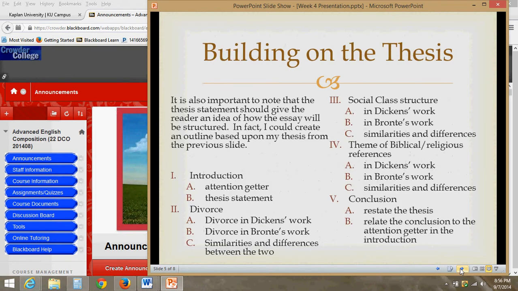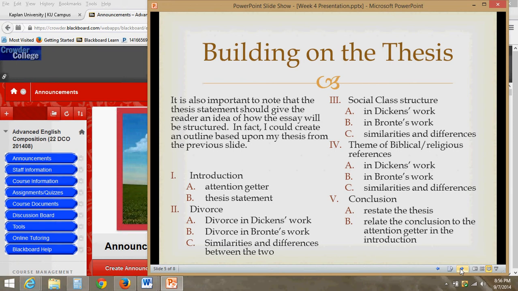So like I said before, because of the clarity of that last thesis statement, we could basically create an outline based on that thesis statement. So of course we'd start with your introduction, with the attention grabber and the thesis statement, and then you could break it up according to those main ideas that are presented in the thesis statement. Divorce, and we have Dickens and his work with divorce, Bronte's work with divorce. How are they similar? Are there any differences between the two? Then go on to social class structure.